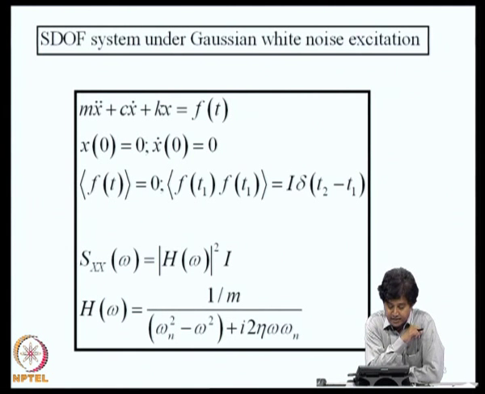Now, let us return to the problem of a single degree of freedom system under Gaussian white noise excitation and consider the response analysis in the frequency domain.